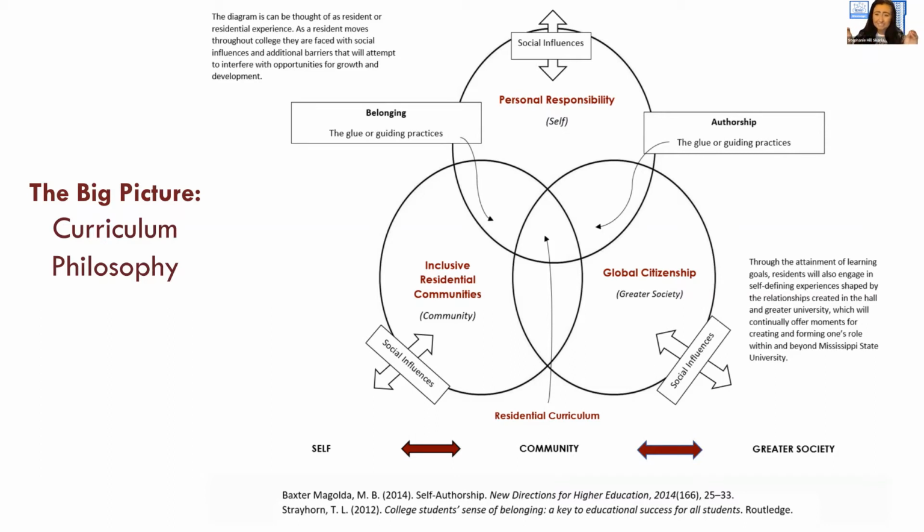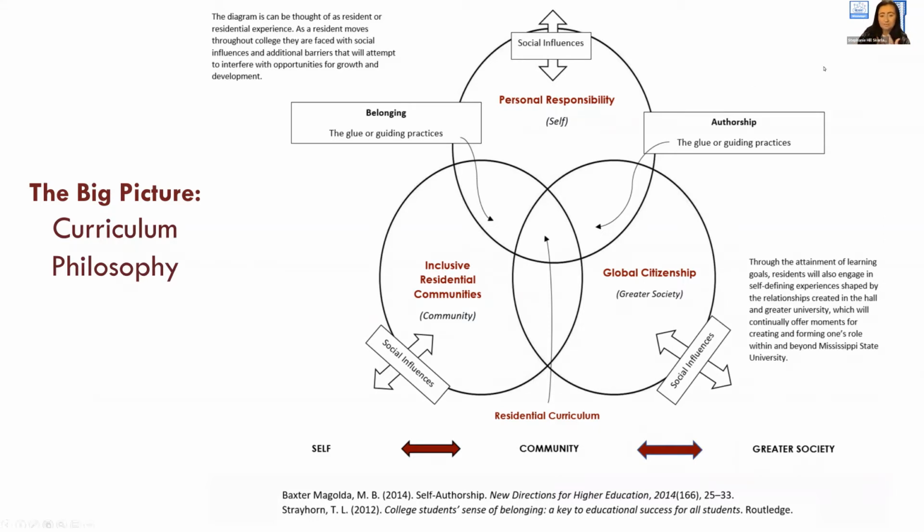We use this a lot with our, it's a pretty picture. We can take some of these things away. I normally take the ideas of authorship and belonging away until I know that they understand those theories. But this has been a really powerful tool for us to create that picture of what we're trying to get at here.